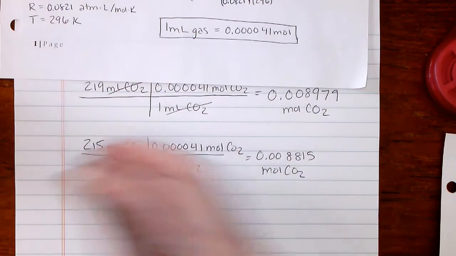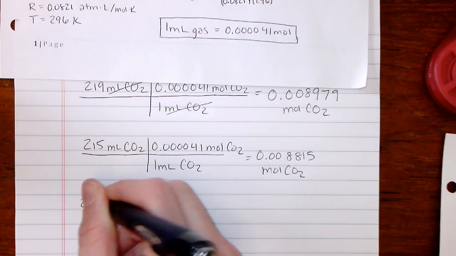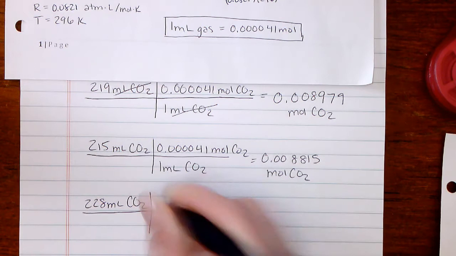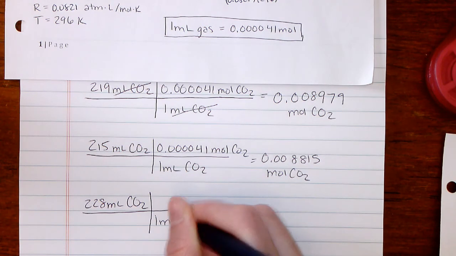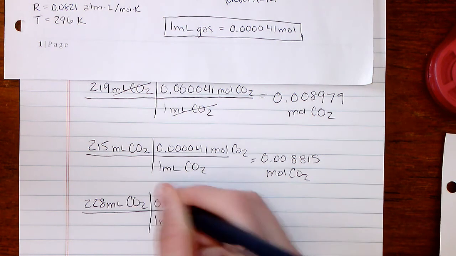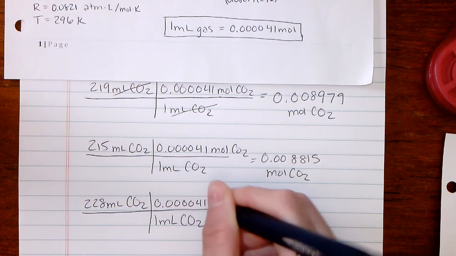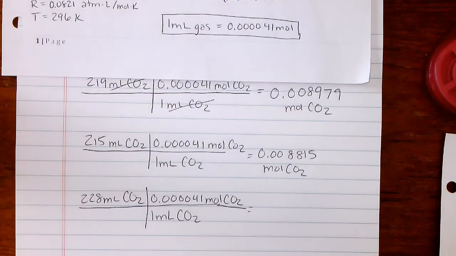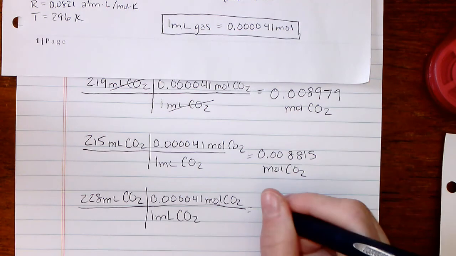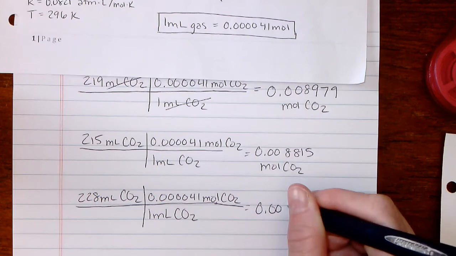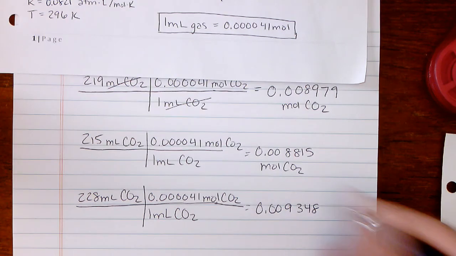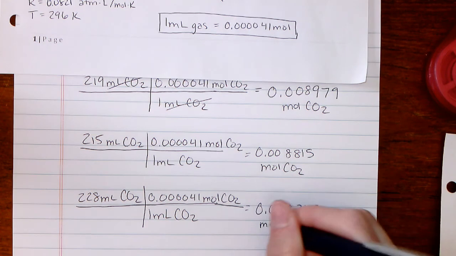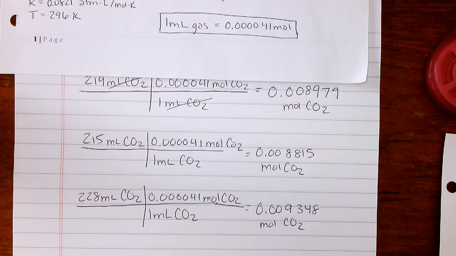And then my next one was 228 milliliters of CO2. Again, I'm setting this up exactly the same way. 1 milliliter of CO2, 0.000041 moles of CO2. You can see this is super repetitive. And for that, we end up getting 0.009348 moles of CO2.